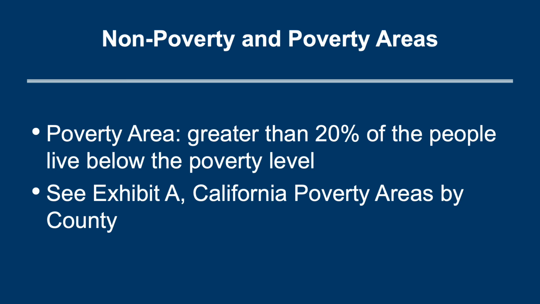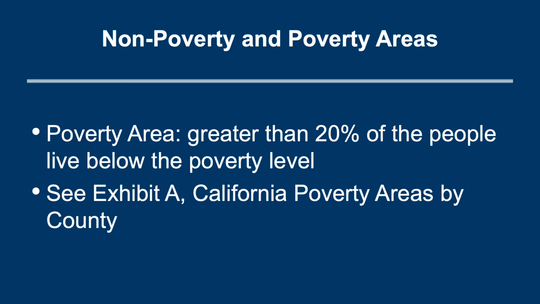As part of your application, you are asked to identify whether your project will serve a poverty or non-poverty county as defined by the federal government. A poverty area is when 20% or more of the population lives below the poverty level. Exhibit A is a document provided with the RFP that lists all California counties by their poverty level.